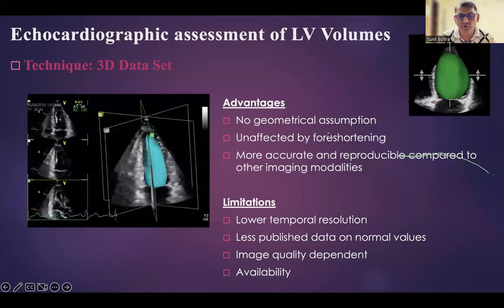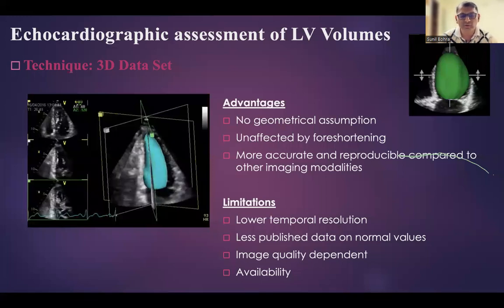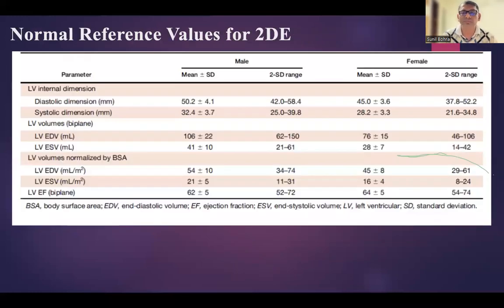Advantages: there are no geometrical assumptions here. It is unaffected by foreshortening. It is more accurate and reproducible compared to the other imaging modalities. Limitations: again, temporal resolution is less in 3D imaging. There is less published data, but of late there is a lot of published data. And again, it is image quality dependent, and availability is definitely an issue.